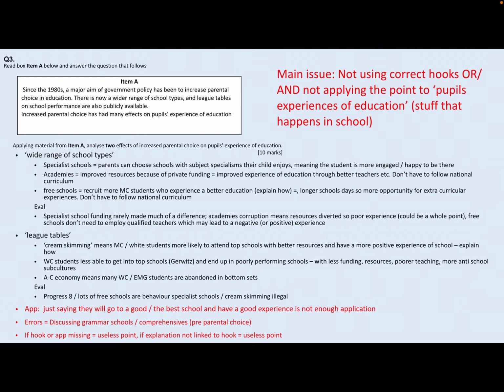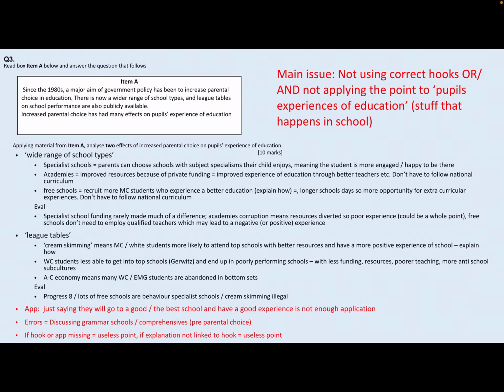So the hooks that you could have used, there weren't many, there were only two: wide range of school types and basically league tables. One or two of you used increased parental choice has had effects, or used parental choice as a hook. That couldn't be a hook because that's exactly what's written in the question. And like I said in lesson, you cannot use a hook from the item that is the exact or very similar to the question. Okay, so you would have got no credit for that point.